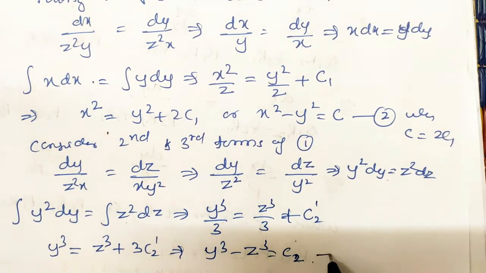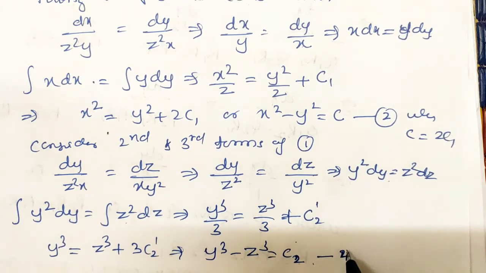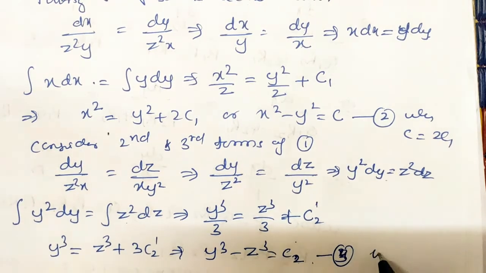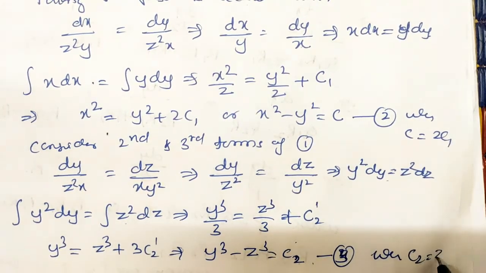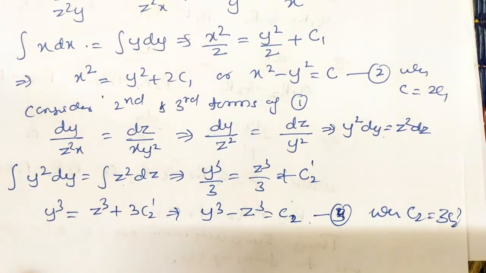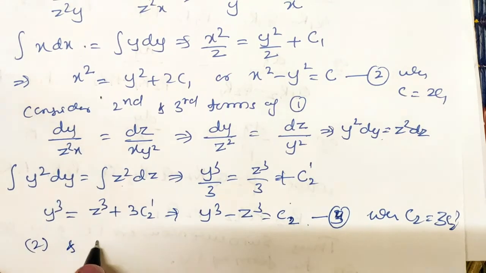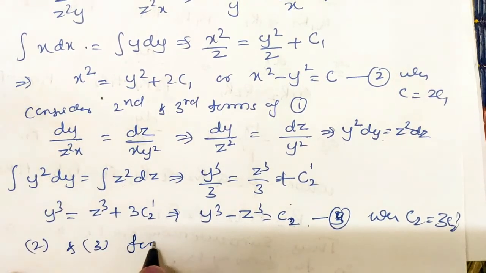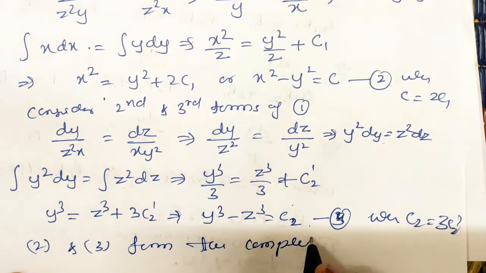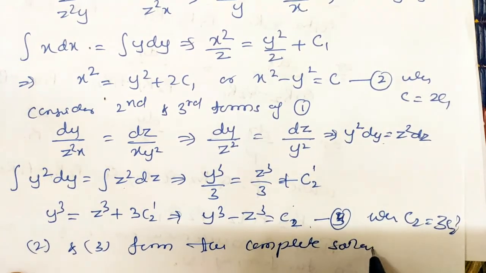This is equation number 3, where equations 1, 2, 3 are numbered. Here c2 is equals to 3c2 dash. So equations 2 and 3 form the complete solution of equation 1.